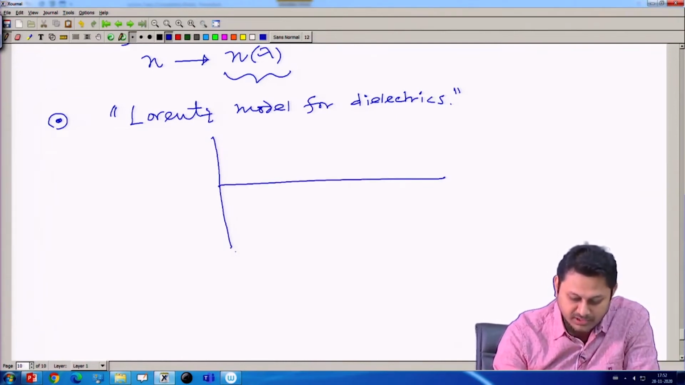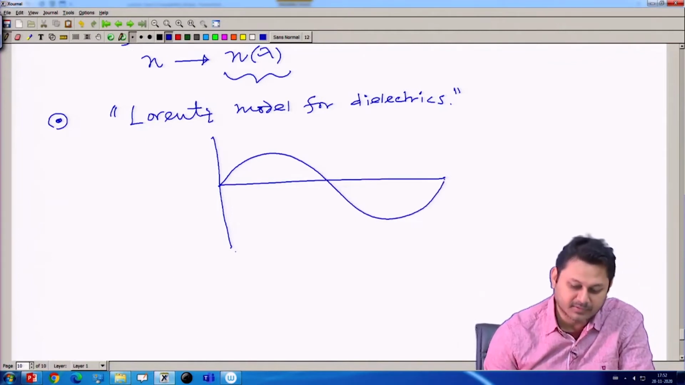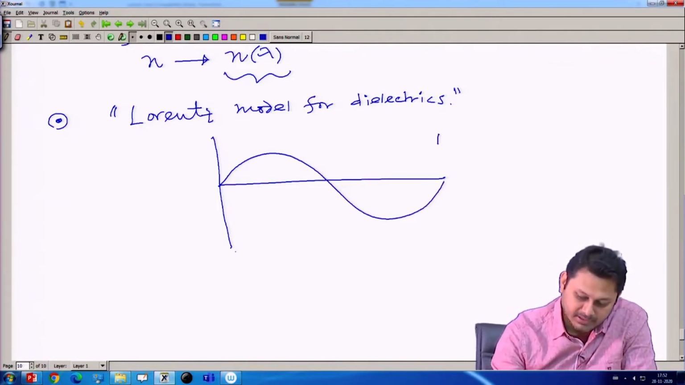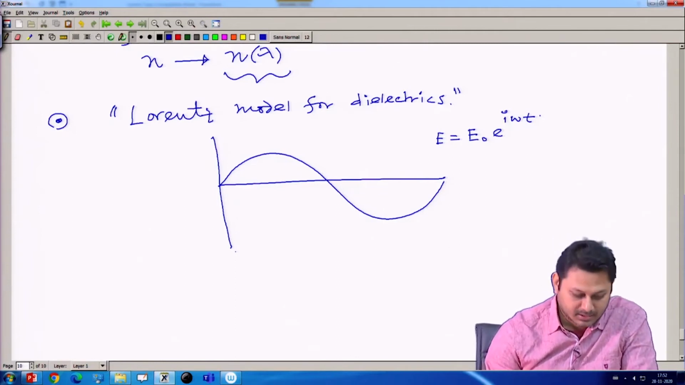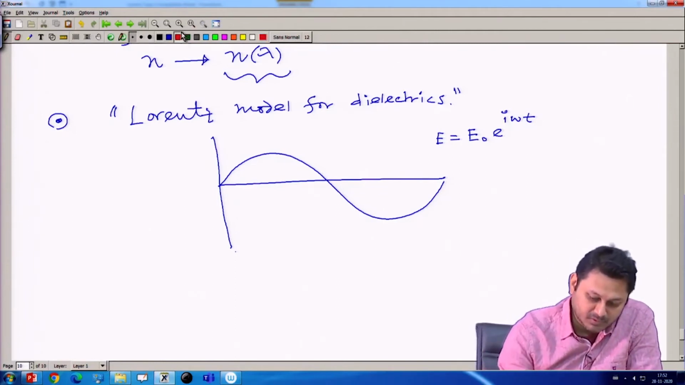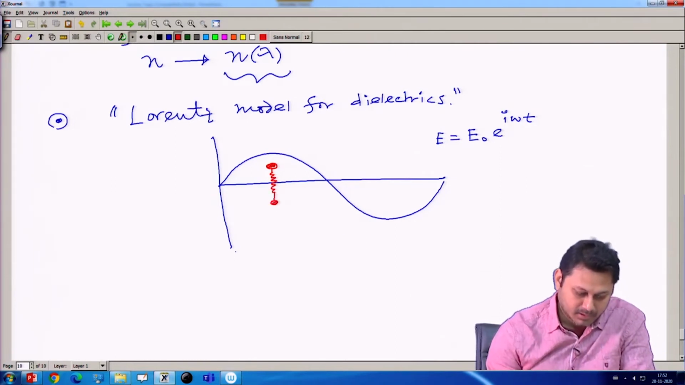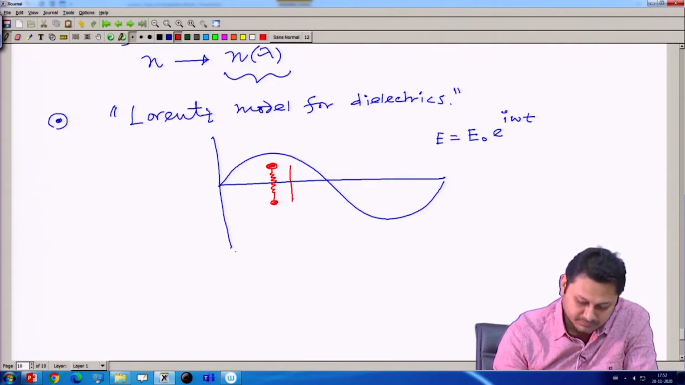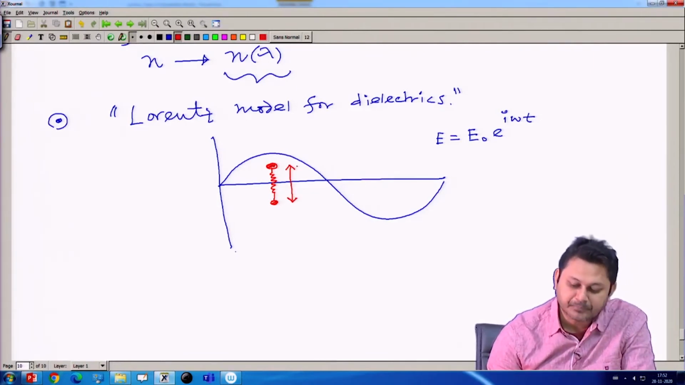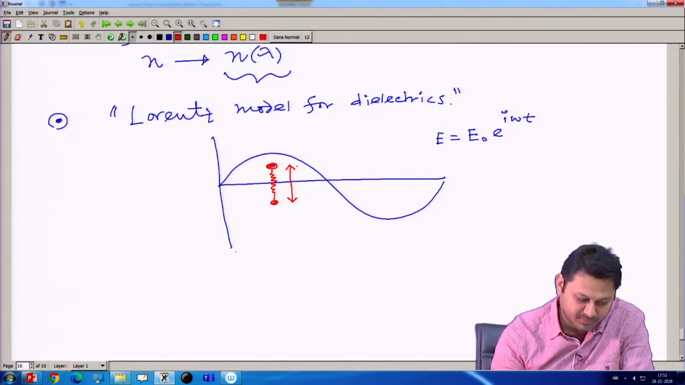In a dielectric, if I launch a varying electric field like this, the electric field I can write as E0 e to the power of i omega t. So, the electric field is launched having some frequency omega. So, what happens in the dielectric? This dipole is going to oscillate under the varying, oscillating external electric field. So, there should be a dipole oscillation.